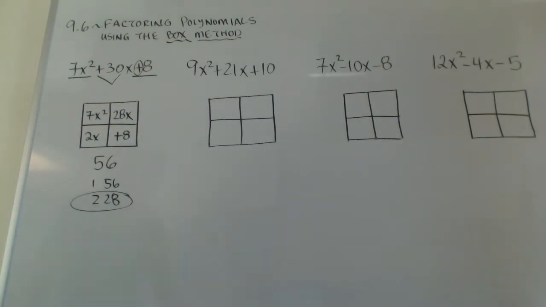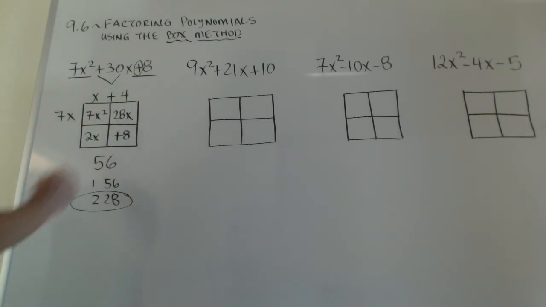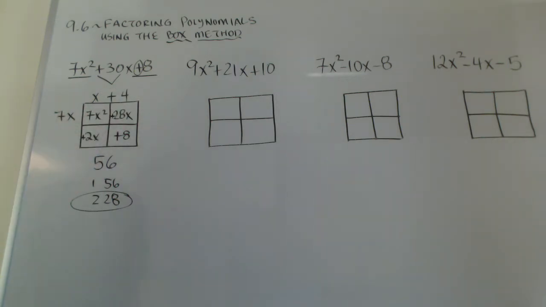Now I need to find the GCF, the greatest common factor, of the top. I know I can pull a 7 and an x out of both of these. If I pull a 7x out of this one, I'm left with x there. And if I pull a 7x out of 28x, I'm left with a positive 4. By the way, I should have put a plus here and a plus here.